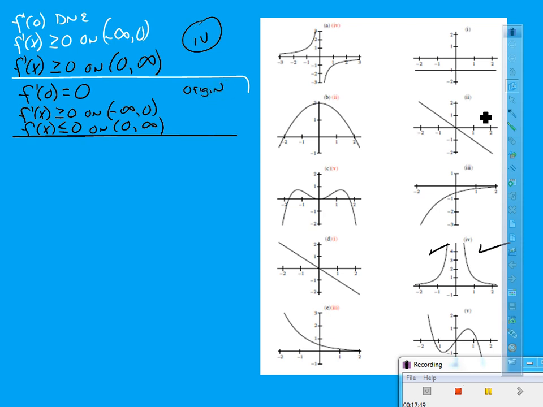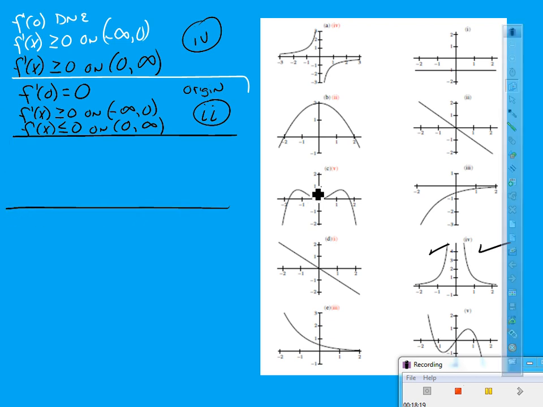The ones that go through the origin would be this guy and this guy. I need from negative infinity to 0 to be above the x-axis, which this one's not, but this one is. From negative infinity to 0, I'm above the x-axis. And from 0 to infinity, I'm below the x-axis. So this one matches up with graph number 2. So I hope you kind of see where I'm getting some things at.